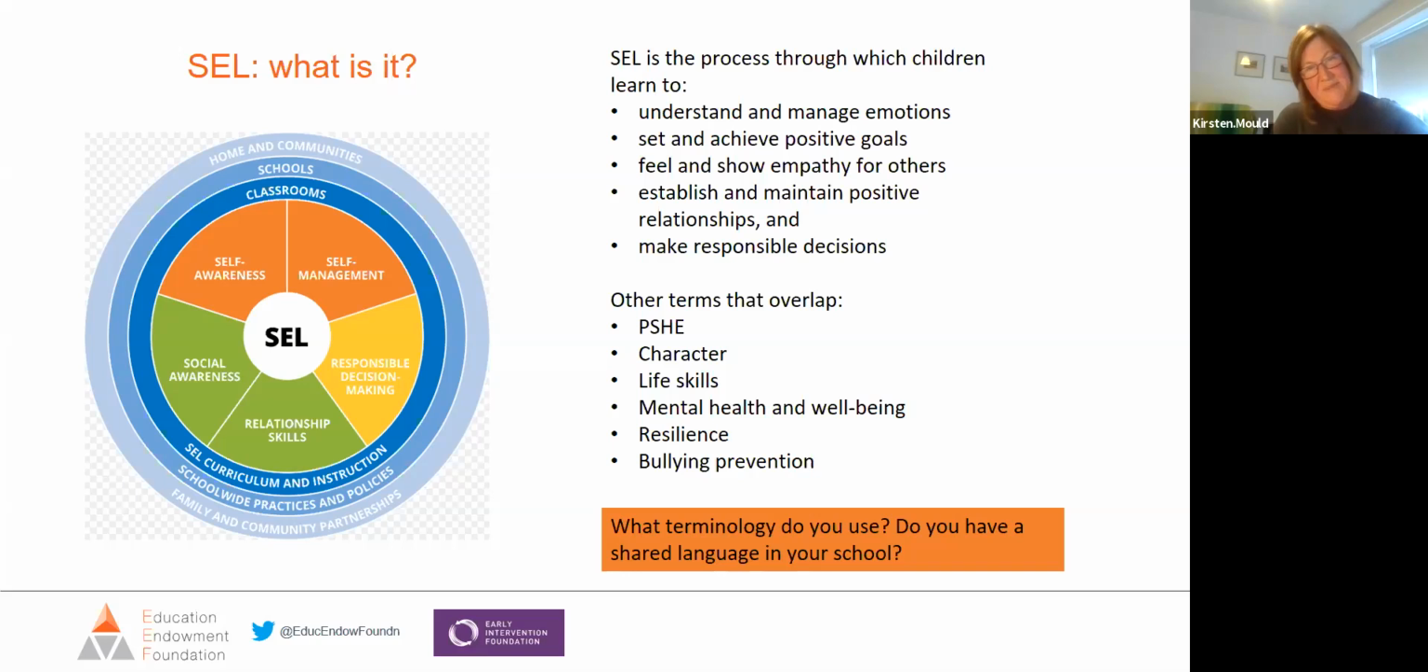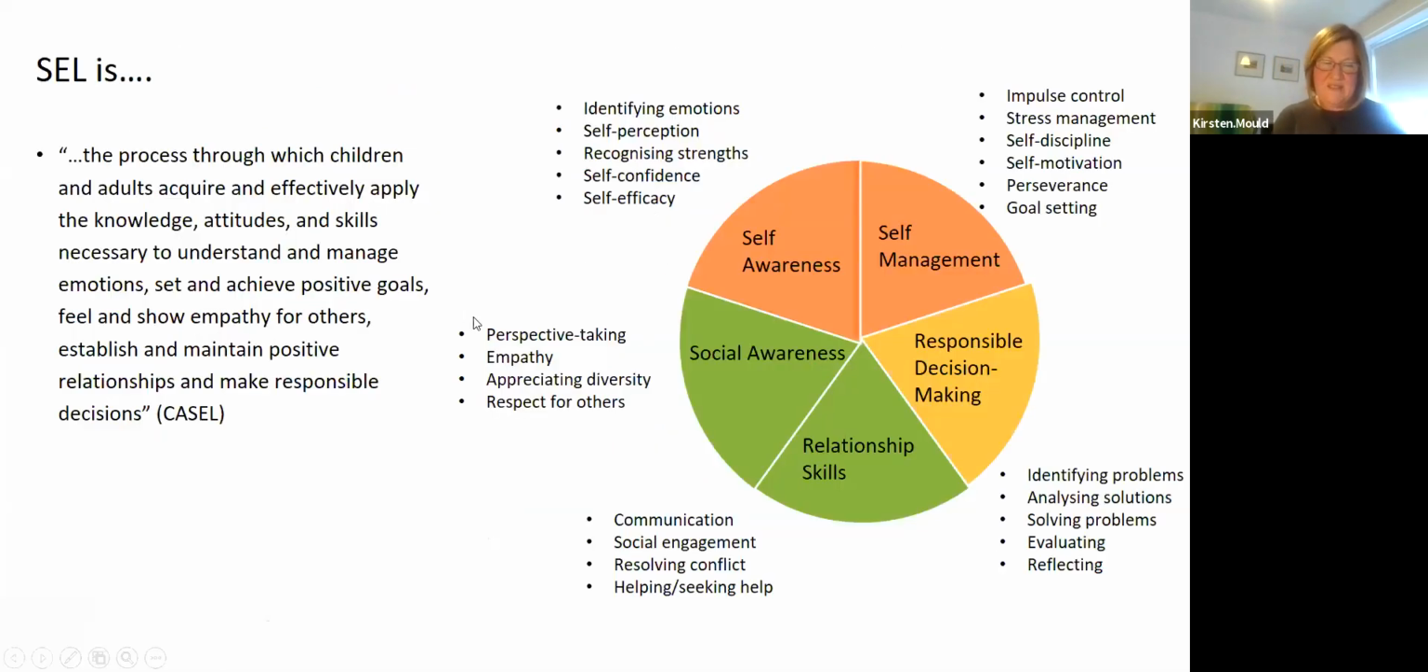And you've got in the middle of this circle, you've got SEL, you've got these five core competencies, and around that, the classroom, the school, and the home and the wider community. So the next slide gives us a definition of SEL that comes from a US study, and I'll just give you a moment to read that on the left.